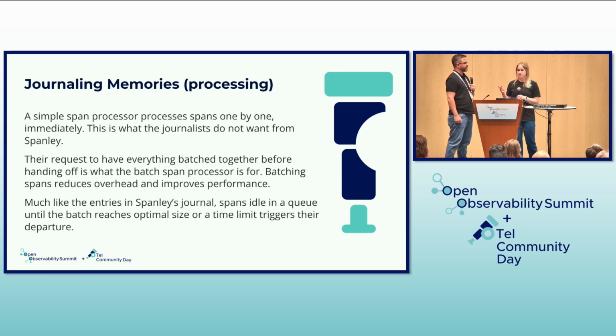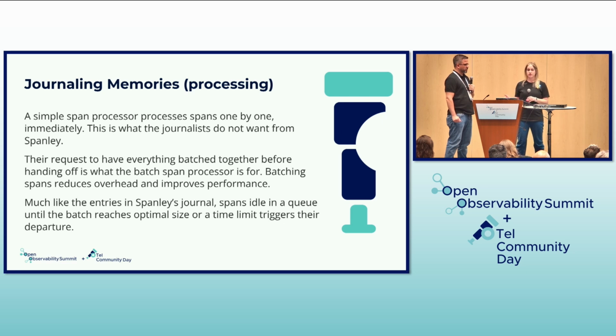So we can liken this to a simple span processor and a batch span processor. A simple span processor processes spans one by one, immediately. As they are generated, they're immediately processed to be exported. And this is not what the journalists want from Spanley. They want to have everything batched together before getting it handed off. And that's what the batch span processor is for.